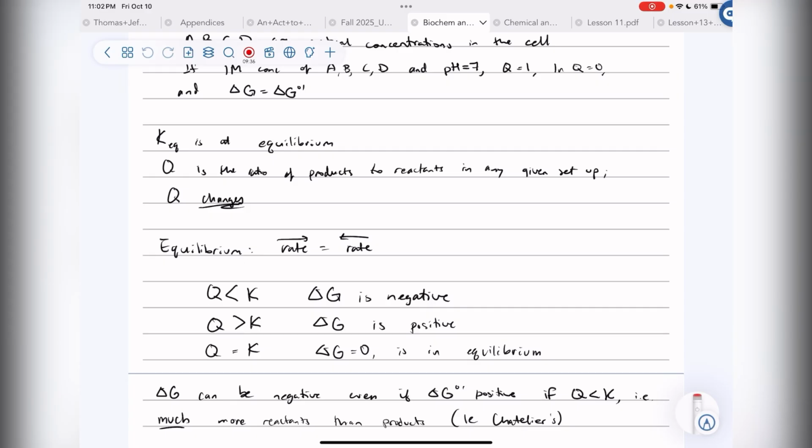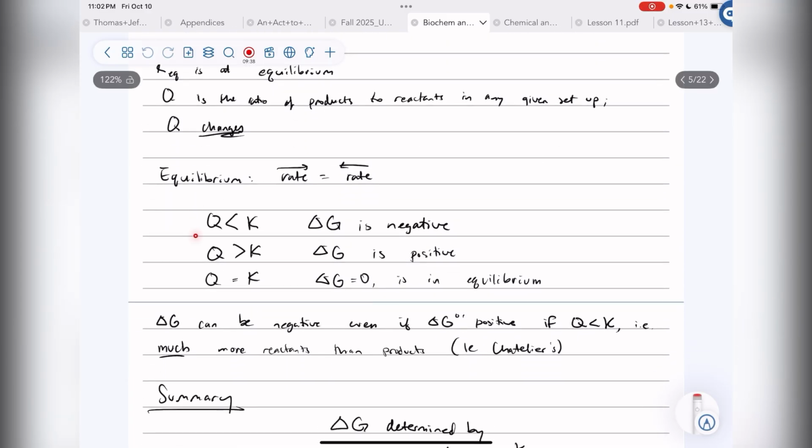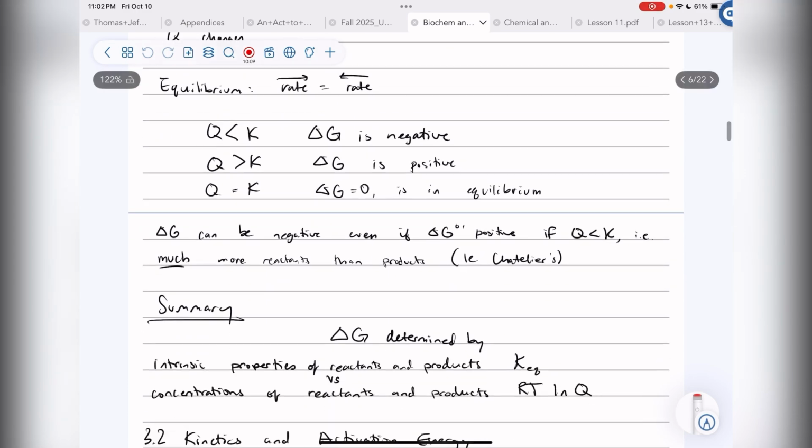Q changes, right? So if your Q is less than your K, that means you have less products over reactants than you would at equilibrium. Then obviously it's going to move further towards the products, right? So your delta G is negative. When your Q is bigger than K, so when you have more products than you should have at equilibrium, it's going to go backwards. It's going to change some of those products to reactants. So delta G is going to be positive. It's no longer spontaneous. It's going to go backwards. And then when Q equals K, you're just at equilibrium.